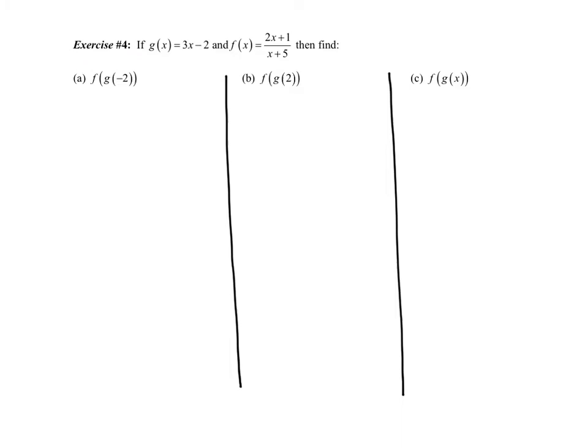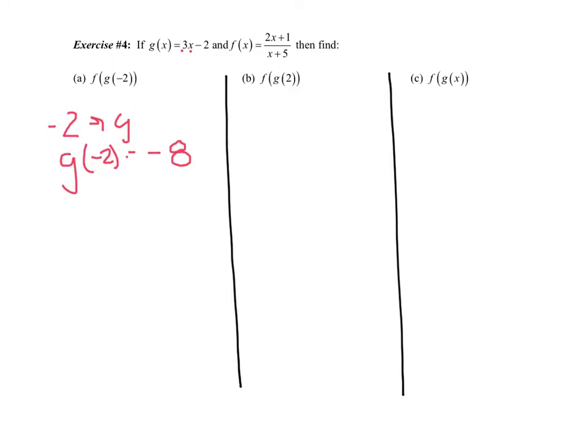Exercise 4. If g of x equals 3x minus 2 and f of x equals this rational function, remember rational, ratio of two polynomials, 2x plus 1 over x plus 5, then find the following. So a little bit of review in here. All right, so if I want f of g of negative 2, remember I'm going to take negative 2 into g. So I'm first finding g of negative 2. So let's see, 3 times negative 2 is negative 6, minus 2 is negative 8.